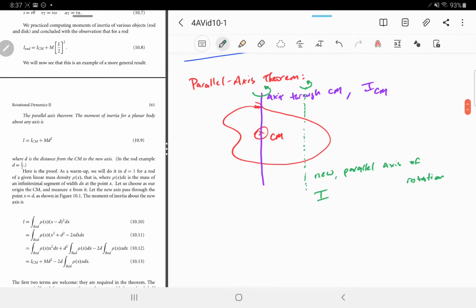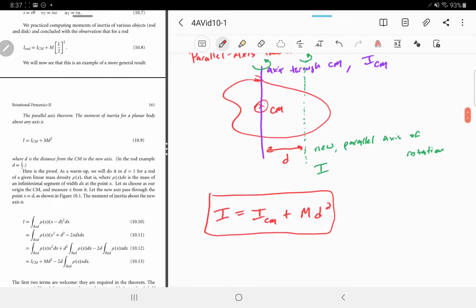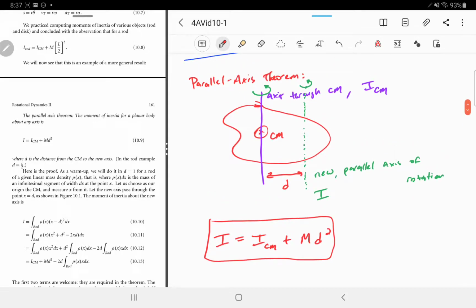So what the parallel axis theorem says is that the moment of inertia for the new axis is the moment of inertia through the center of mass plus md squared, where d is the distance separating these two axes. Okay. So note that the term on the right-hand side is positive. md squared is positive. So the moment of inertia for any axis that's not through the center of mass is going to be bigger than the moment of inertia through the center of mass.